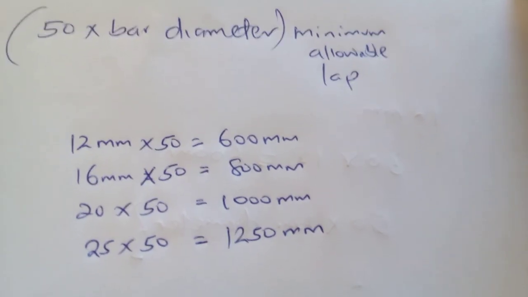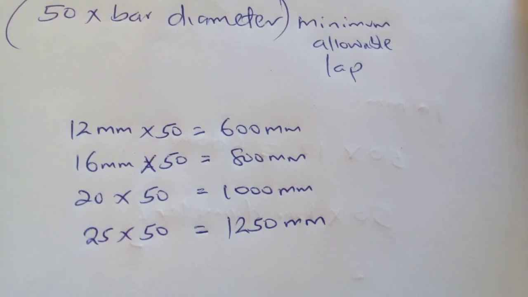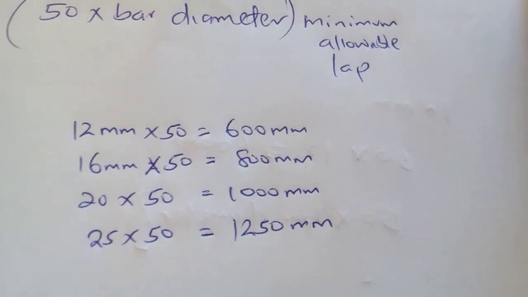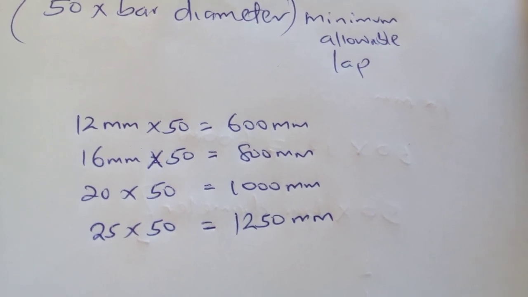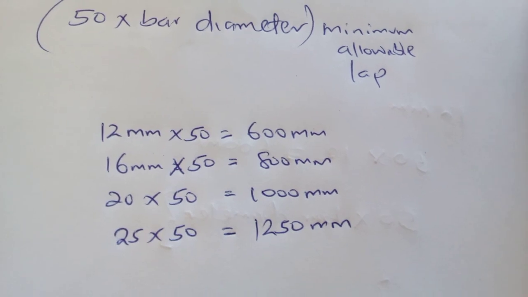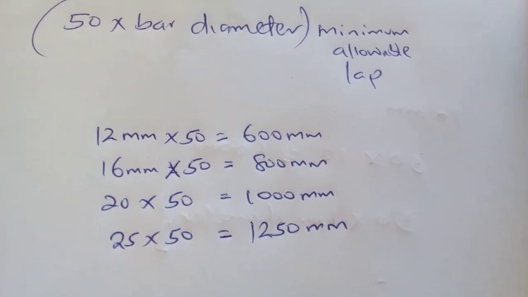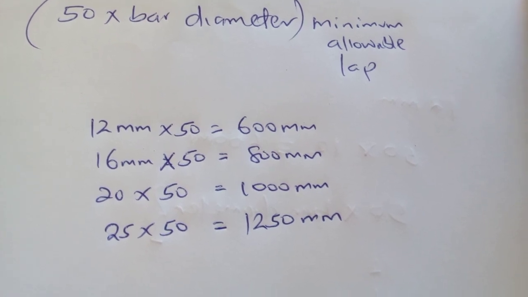For example, if your structural member has been detailed to use bar diameter 12 millimeter, it shall be 12 multiplied by 50, you will get 600. That will be your minimum lap that is allowable. So minimum means it has not to be less than 600. It should be 600 and above.